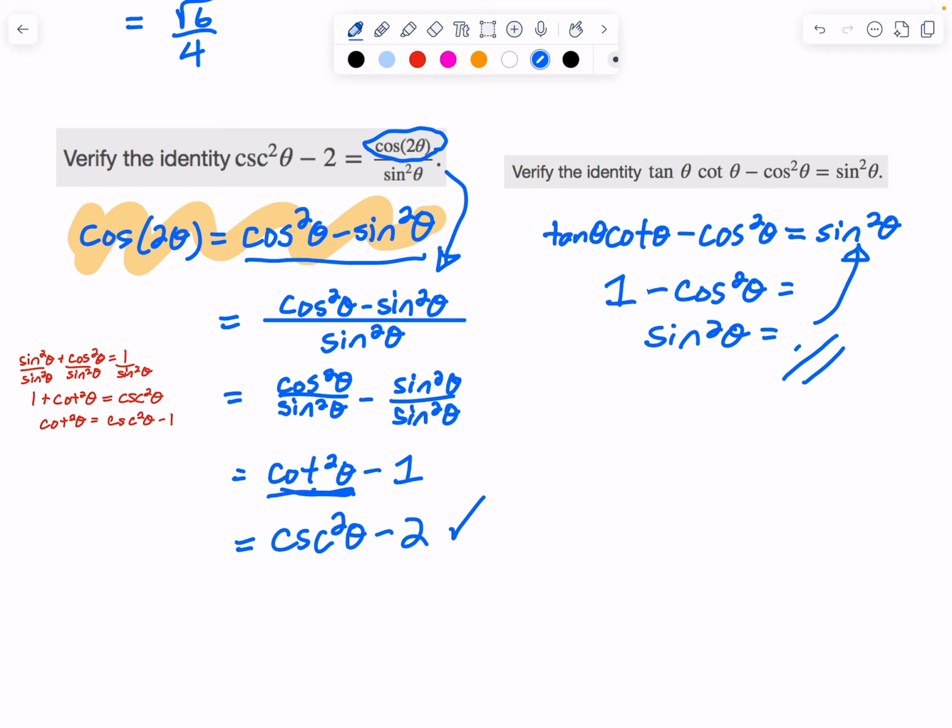All right, give this section a try. It's just formula based. Don't memorize unless you can, but make sure that you're extremely familiar with what the formulas look like.